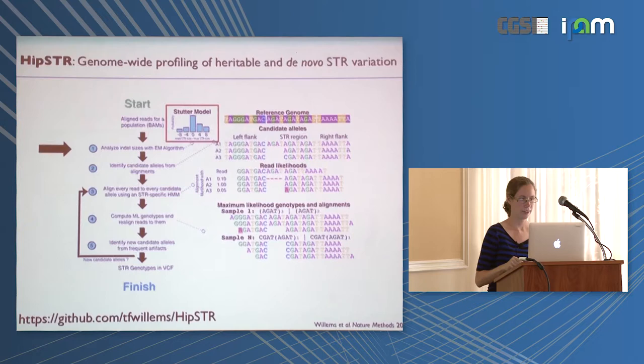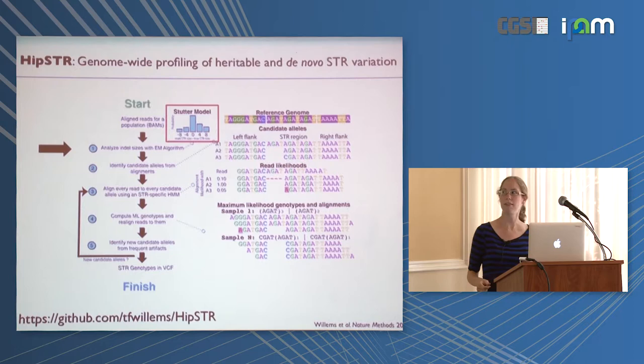Okay, now we're looking at a population of samples. We've improved our error models so that now we use an EM approach to calculate this stutter error model individually per locus rather than having to aggregate sites across the genome. And this actually works extremely well in getting per locus stutter probabilities and modeling the distribution of step sizes per locus.